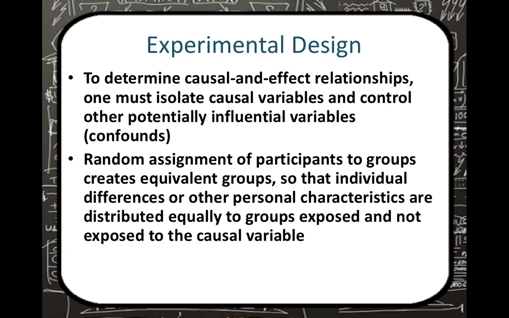Again, just to reiterate, random assignment of participants to groups creates those equivalent groups. So we're starting at equal, and so the individual differences or other characteristics are distributed equally to our different groups. And that way they're not all stacked in one group and could affect what it is that we're studying. They could get in the way of seeing the effect of the causal variable or the independent variable.